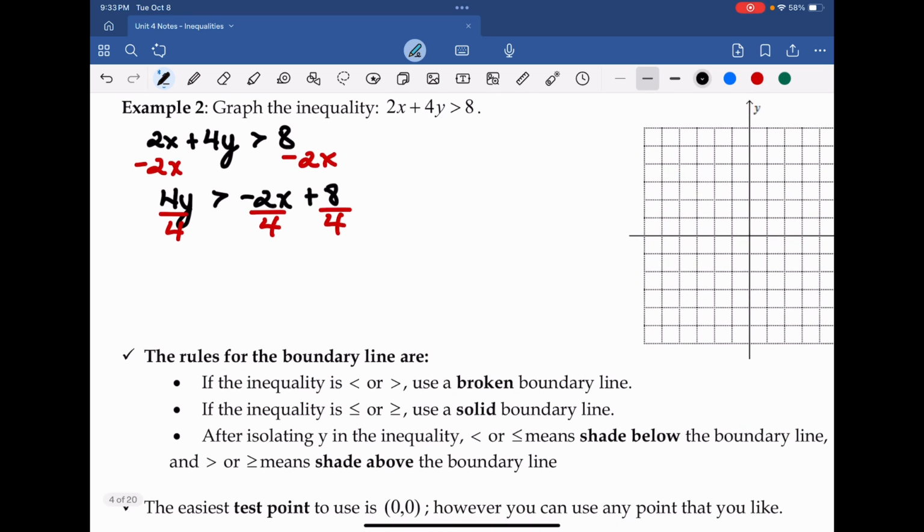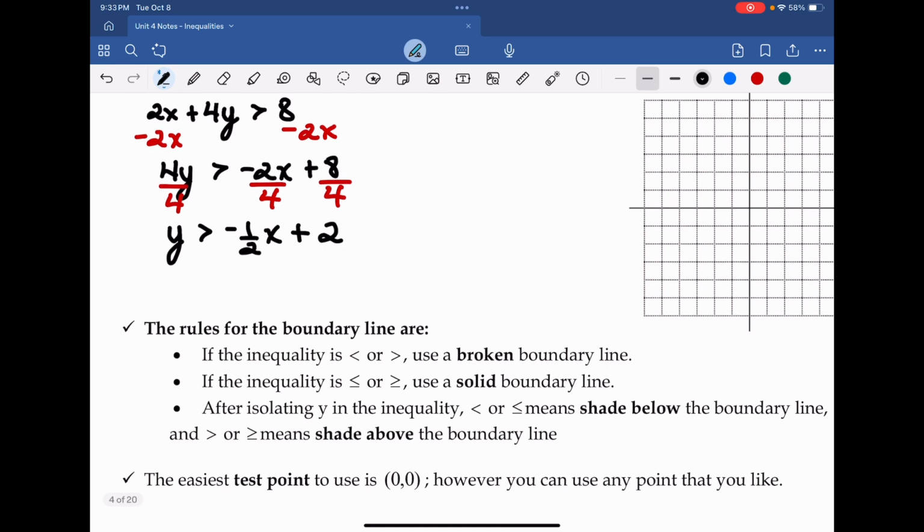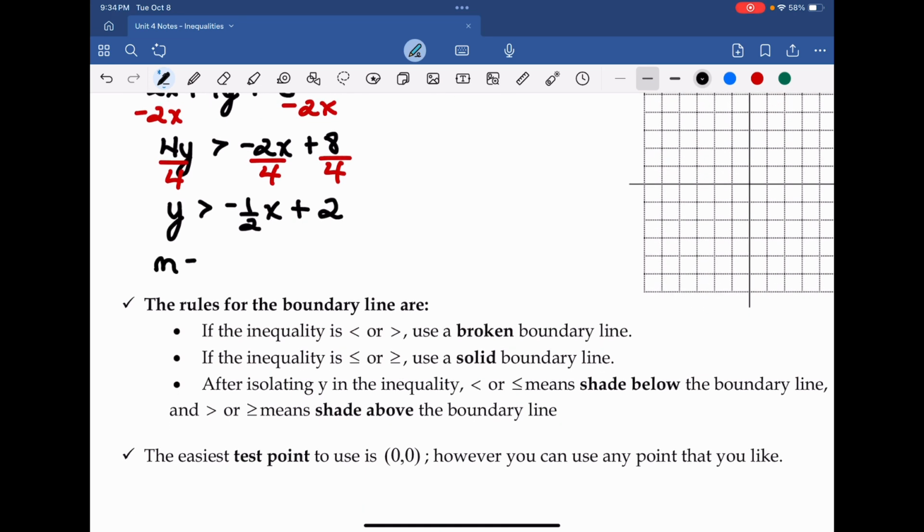And now what this is going to give us is that y is strictly greater than 2 over 4... well, this is -1/2 x. And then the 8 over 4 gives us positive 2. Now, just a couple characteristics to pull. We have our slope, which is -1 over 2, and then we have our b value, or our y-intercept, which is 2.